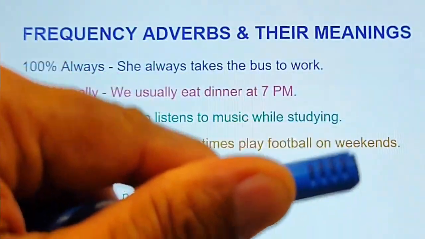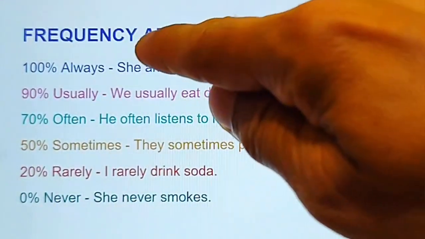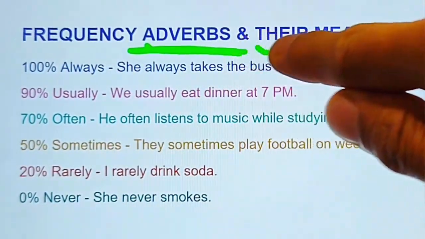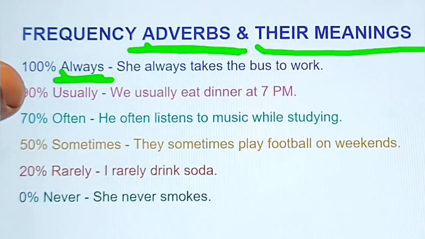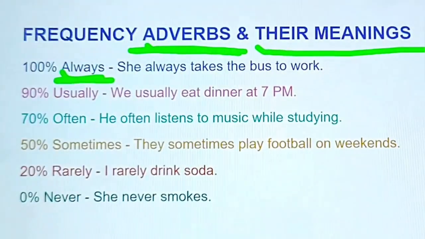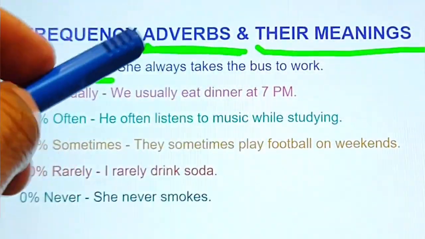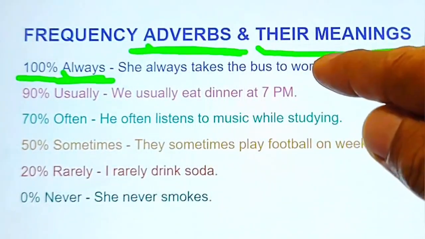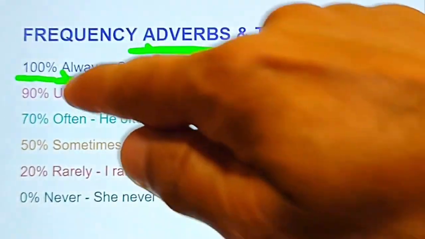We use lots of time expressions in simple present tense. Let's describe the adverbs used as time expressions and their meanings as well. So first one here we use always. And when we use this word always, the probability of happening is 100%. So for example here, she always takes the bus to work. This is the example. And next adverb we use here is usually.